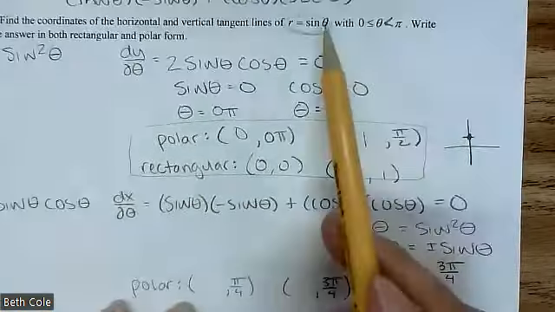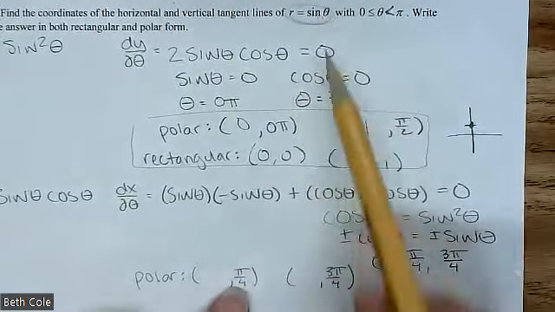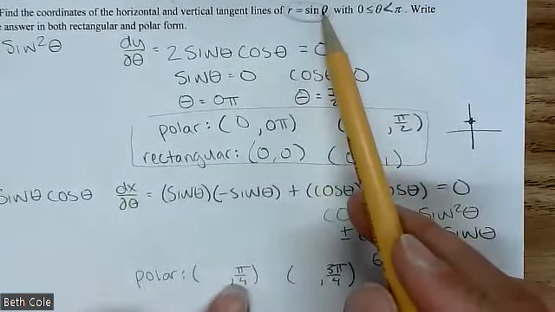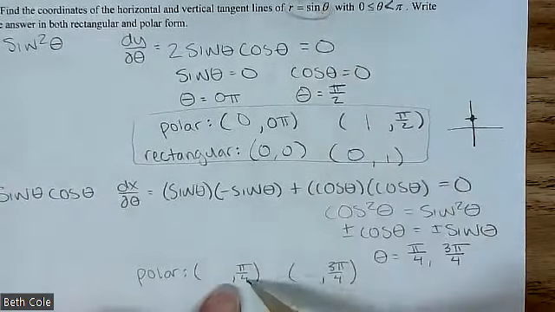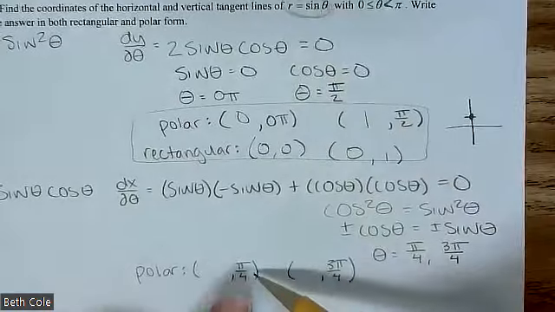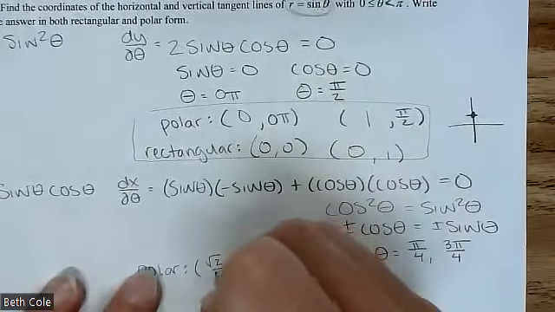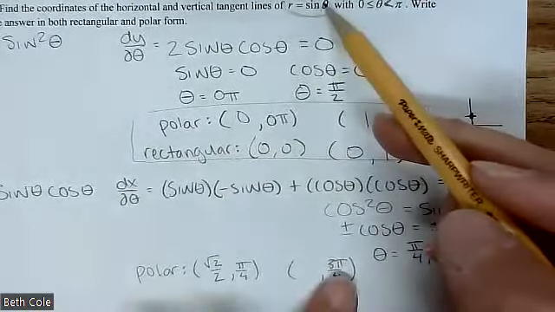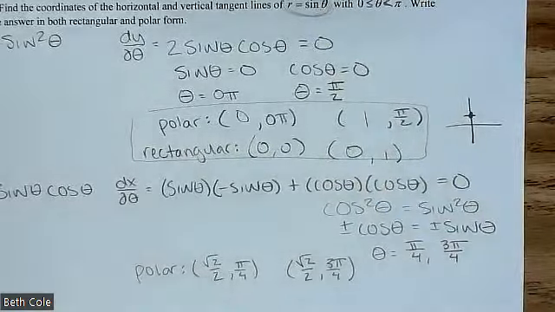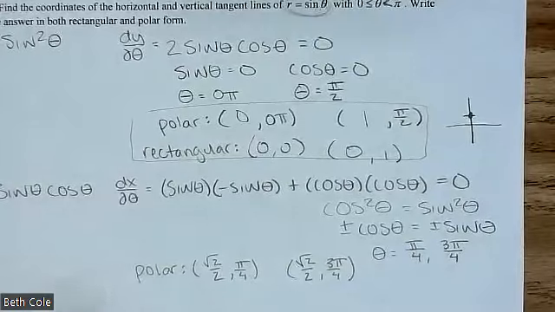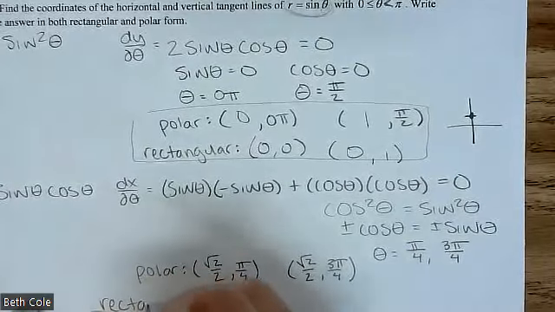So we're going to plug these back into the very original equation. So if you plug in pi over 4, square root of 2 over 2. And if you plug in 3 pi over 4, sine would still be positive in the second quadrant. Square root of 2 over 2. And then we're going to do rectangular.